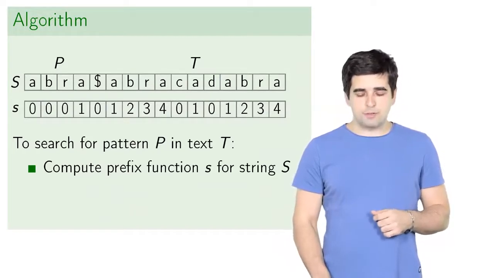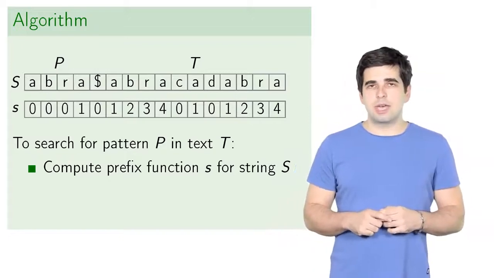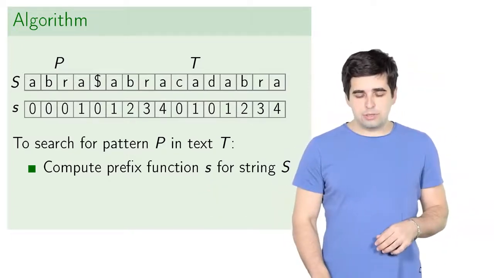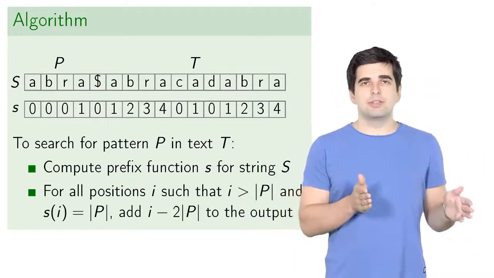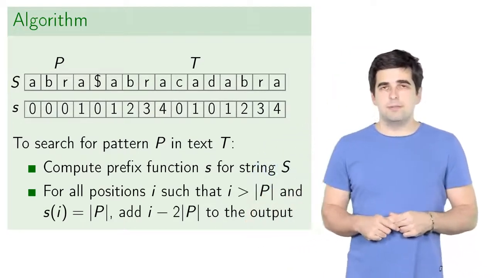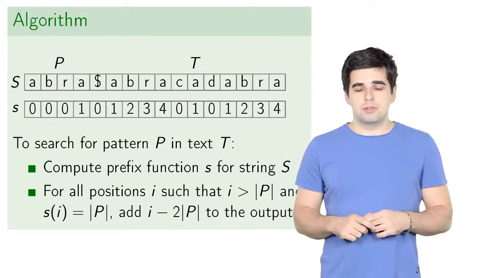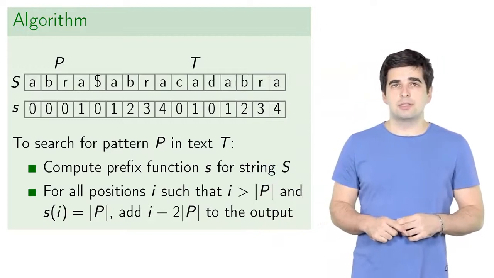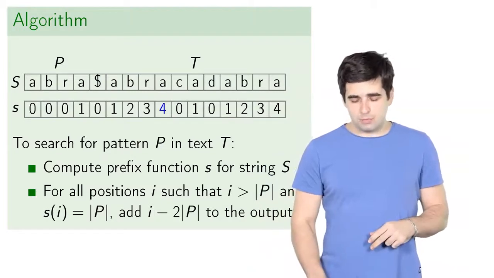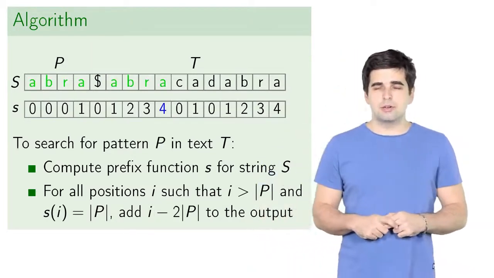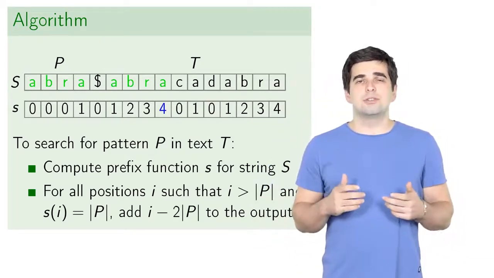And after we've computed its prefix function, we need to look at the positions in the string S which are inside the text part of it. So we look at all positions I such that I is more than the length of the pattern, so after the pattern and after the $. If the prefix function for that position is equal to the length of the pattern, then we know that there is an occurrence of the pattern in the text ending in that position. For example, here we have a prefix function value of 4, and we have an occurrence of the pattern ending in the corresponding position.